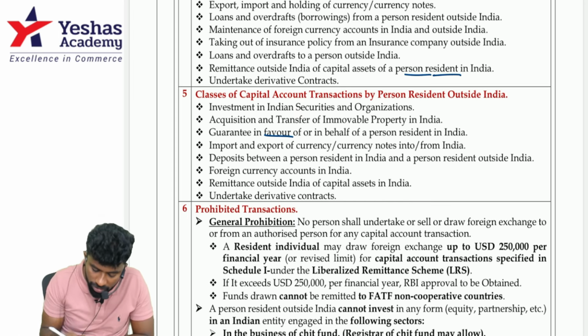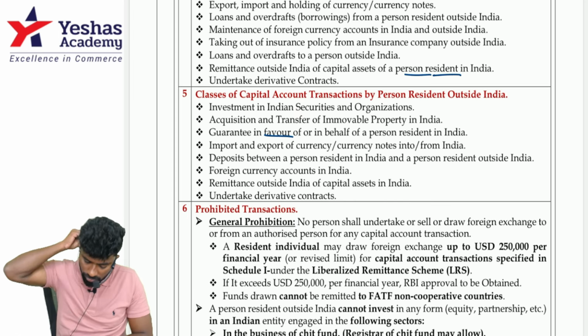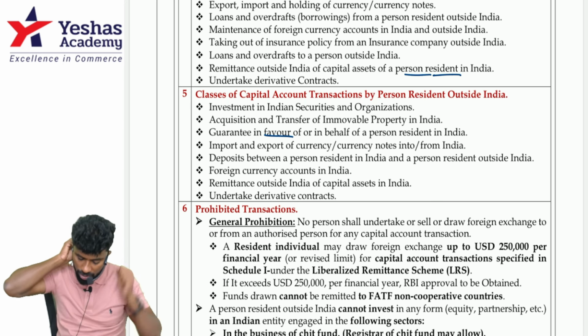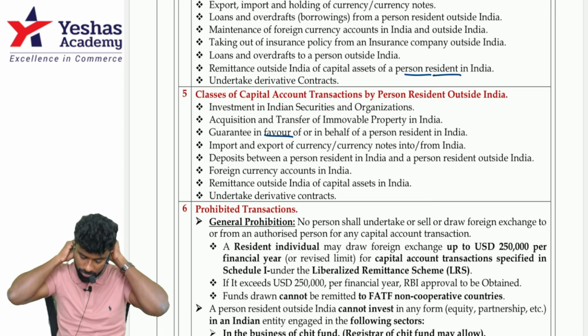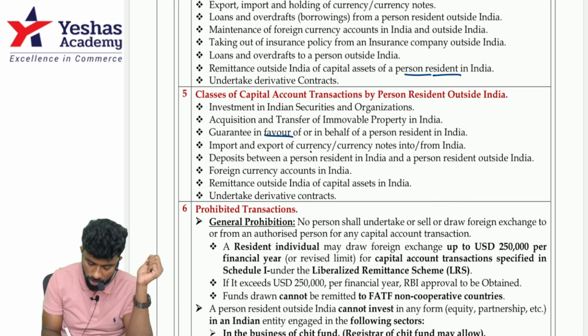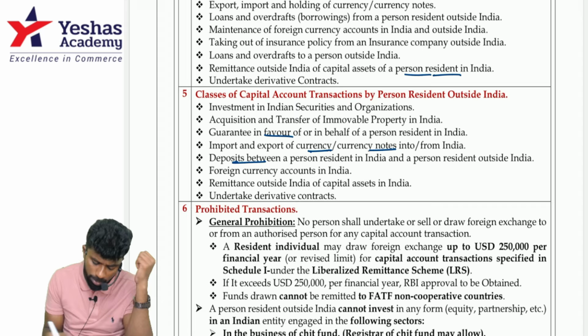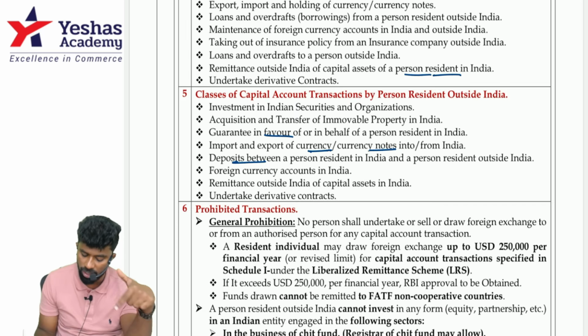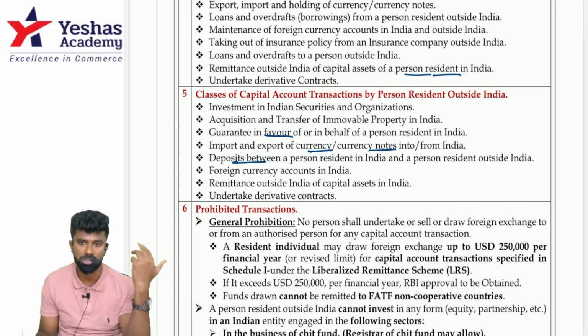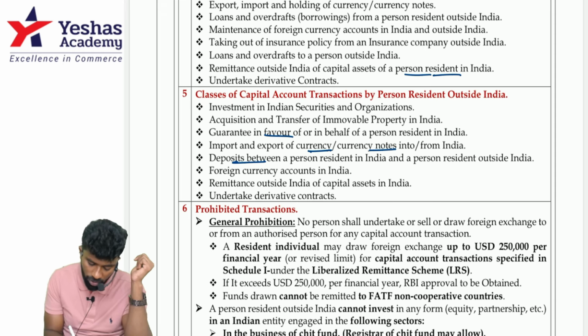Next one, guarantee in favor of whom? On behalf of the person in India, you can also provide the guarantees. Next one, import and export of currency notes into or from India. Next one, deposit between the person resident in India and persons resident outside India. Deposit balances, foreign currency accounts.